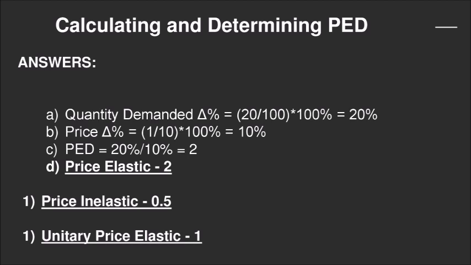Answers. A. Quantity demanded delta percent equals 20/100 × 100% equals 20%. B. Price delta percent equals 1/10 × 100% equals 10%. C. PED equals 20%/10% equals 2. D. 1, price elastic, 2. 2, price inelastic, 0.5. 3, unitary price elastic, 1.